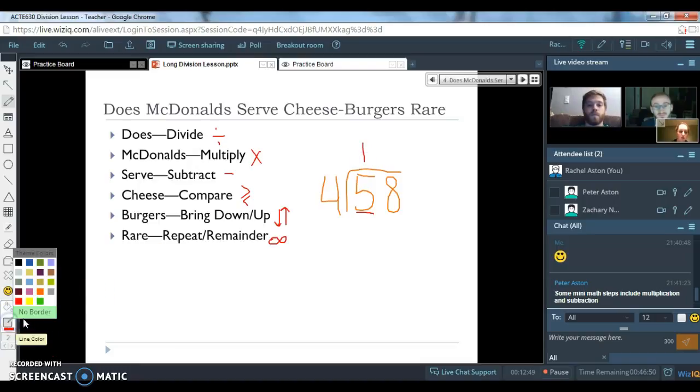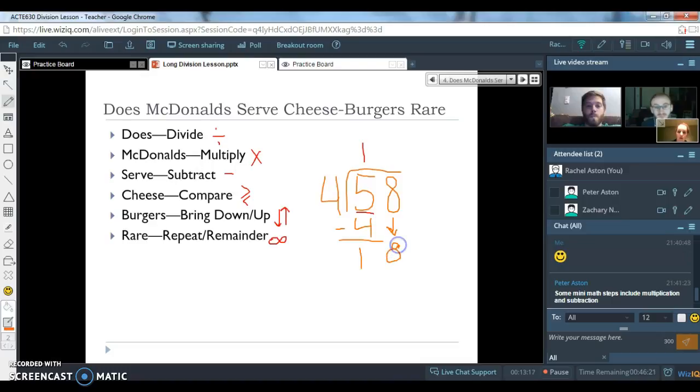Then we're going to multiply. 1 times 4 is 4. Then we're going to subtract the one group that we made. 5 minus 4 is 1. And then we need to compare, is 1 less than 4? Yes, it is. So then we can bring down our 8.